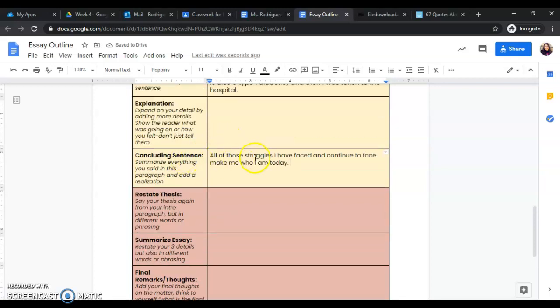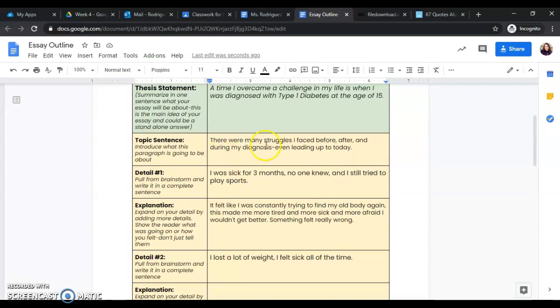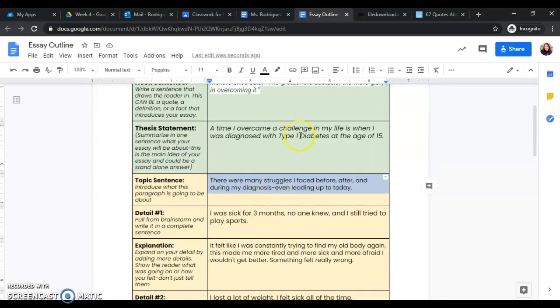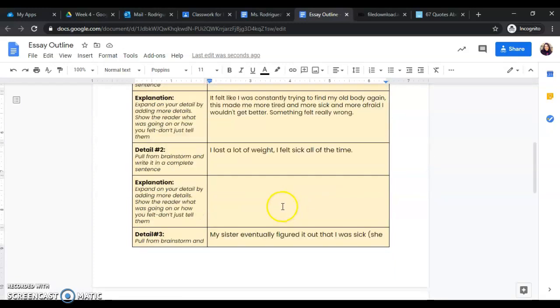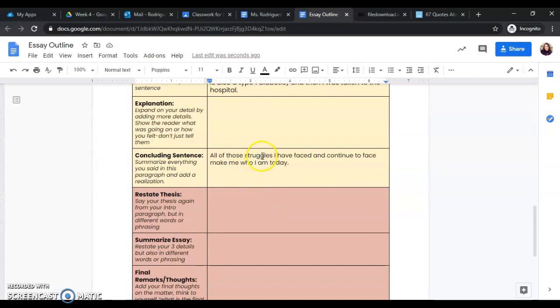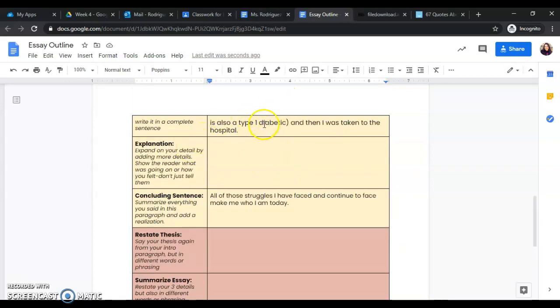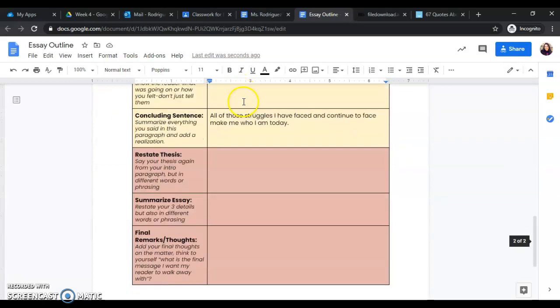All right, so my concluding sentence, I talked about my struggles, because this whole paragraph is about my struggles with type 1 diabetes. And so in my concluding sentence, I talked about my struggles again, but then I added this realization that I have, and my realization is that all these struggles have made me the person that I am. Right? So your concluding sentence doesn't have to be anything more than just a summary of what you talked about, and then one little thought that you had about all the things that you've just written about.